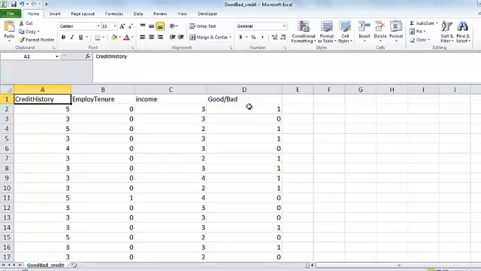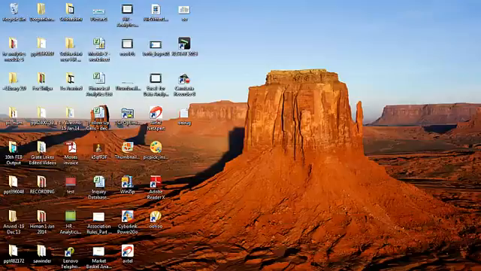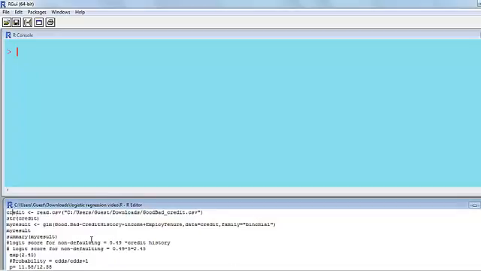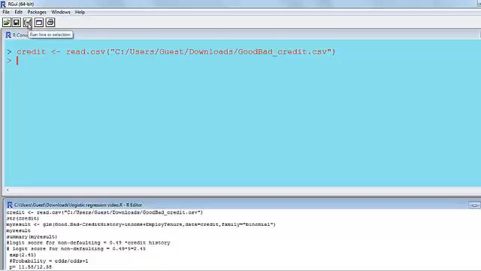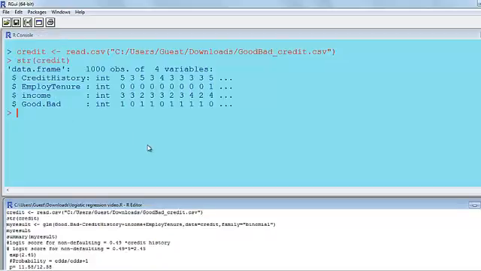So first of all, let's read this file into R. It's a CSV file, so we'll be using the read.csv command to read this file into R. I'm using read.csv and storing this in a data frame called credit. Now let's take a look at the structure of this credit data frame. As you can see, it has 1000 observations and 4 variables, and all 4 variables have been read into R as integers. So that is how my data looks.